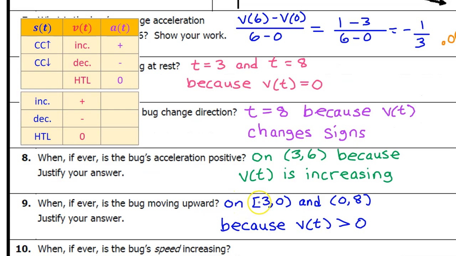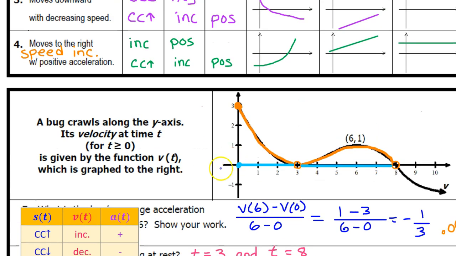We say on the interval from 0 to 3 and 3 to 8 because velocity is positive. Special case, we should technically put a bracket on the 3 because right at 3 the velocity is positive and the closed circle indicates that this point is included in the domain. Technically it's neither positive nor negative. No, it's positive, so it should be included.